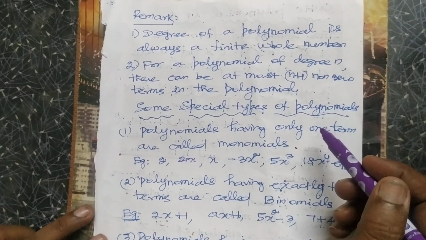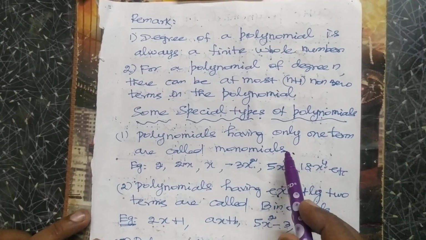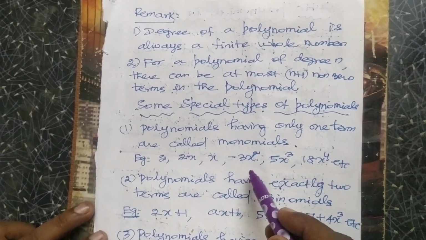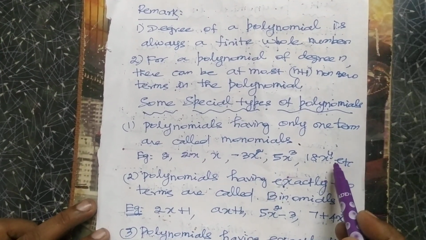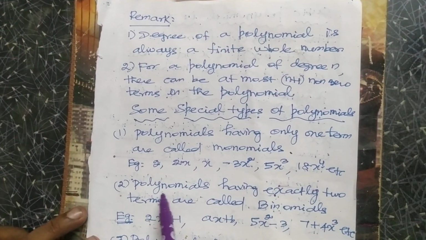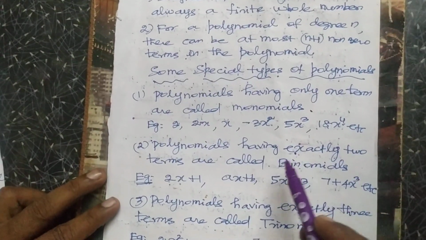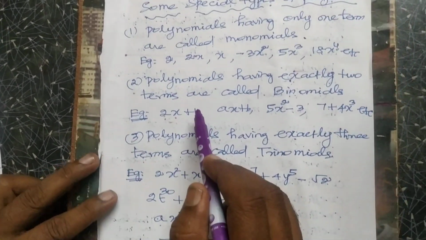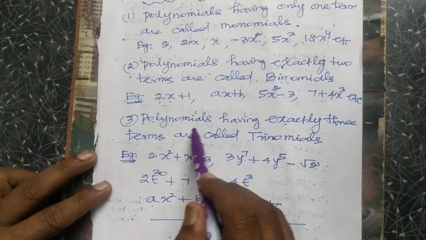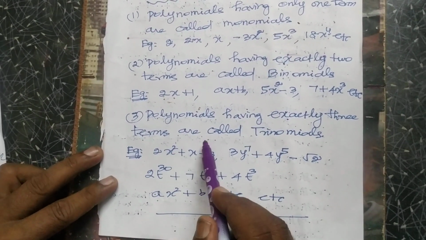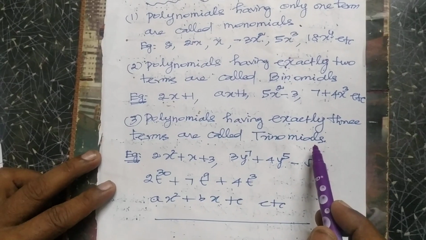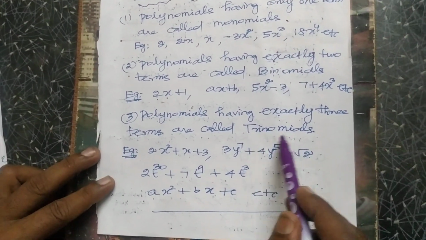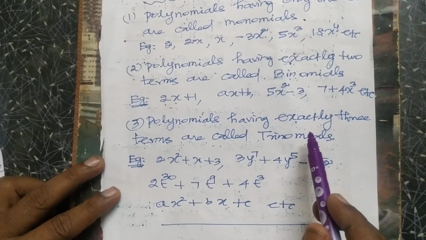Now special types of polynomials, that is monomials. A polynomial having only one term is known as a monomial. I have given an example, go through that. Polynomials having exactly two terms are called binomials. Some examples are given. Polynomials having exactly three terms are called trinomials. You only have to see the number of terms. You need not worry about the power of the variable.